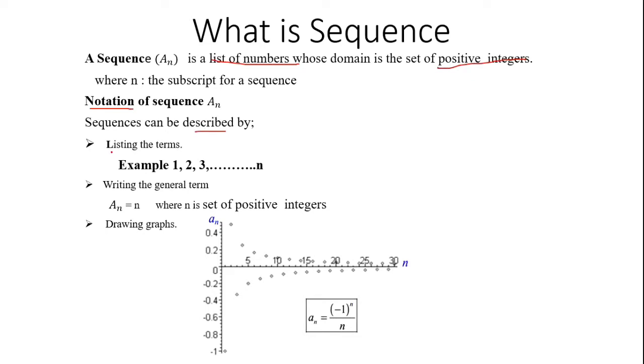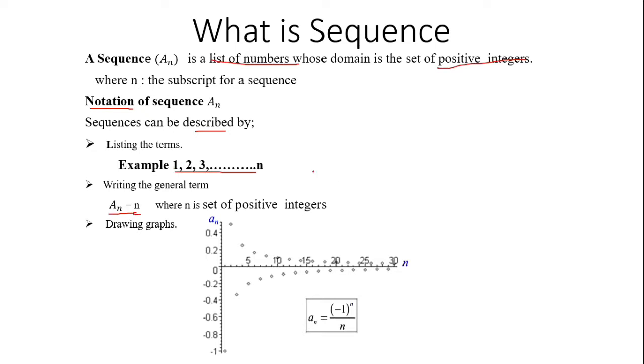As you see in this example, this sequence is listed this way. So we can describe or express a sequence by listing the terms like this, and we can also express a sequence by writing the general term like this. This sequence can be expressed as a general formula like this, and the other method is by drawing the graph. We can express the above sequence by drawing the graph like this.